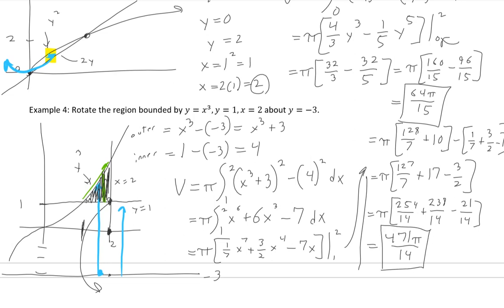There we go. Again, that's the most simplified it can get. Depending on your instructor, though, this might be acceptable. Just make sure you ask your instructor.